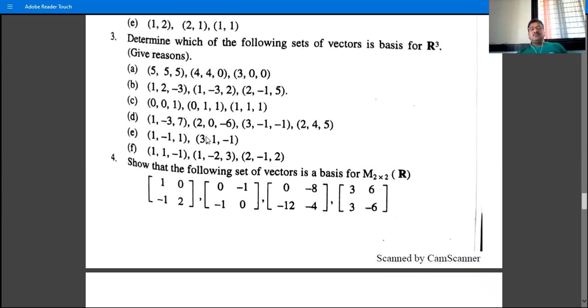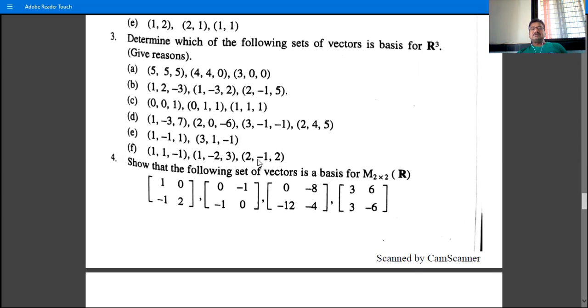For the fourth example, we can give the direct answer that this is not a basis of R3, because this set contains four vectors from R3, and the dimension of R3 is 3. So any set that contains more than three vectors or fewer than three vectors is not a basis of R3. Similarly, this set contains two vectors, so it is not a basis.